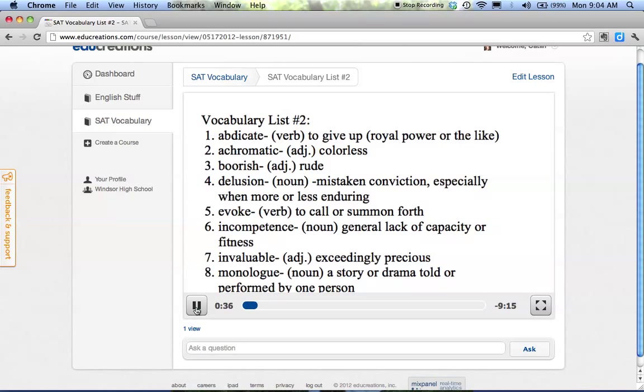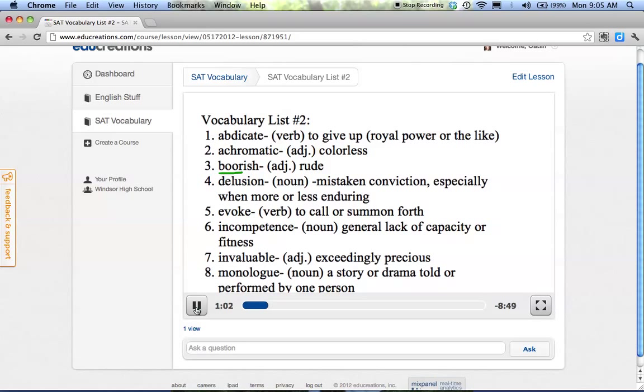3 is boorish, and it's an adjective. And think of the word boar, which is a wild pig. It might help you remember this word, which describes someone who is rude. So someone who's boorish is often rude, aggressive, overbearing. So try to make that mental connection between a boar and being boorish.